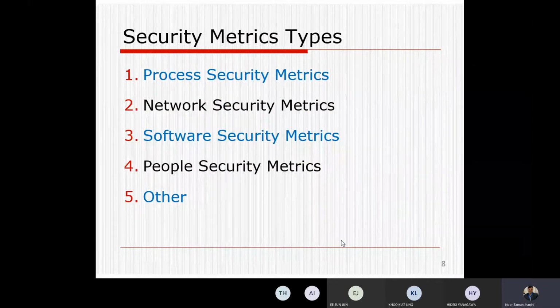Now, when we come to the security metrics, how many types are there? There are so many. That's why you can see number 5 is "other", while up to number 4 we can see the process security metrics, network security metrics, software security metrics, and people security metrics. Even we need to measure the people. Even we need to measure the networks. Even we need to measure the processes as well. So we need to see software security as well. So we have different aspects to measure to get the security level.